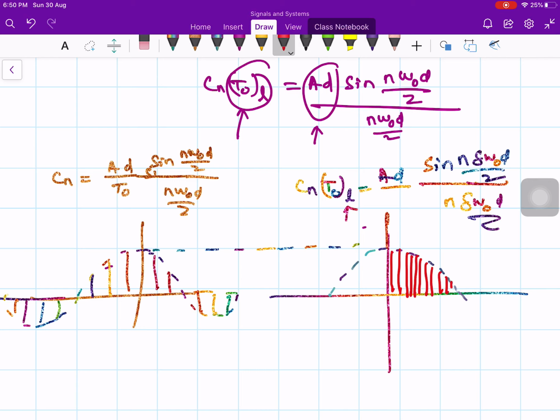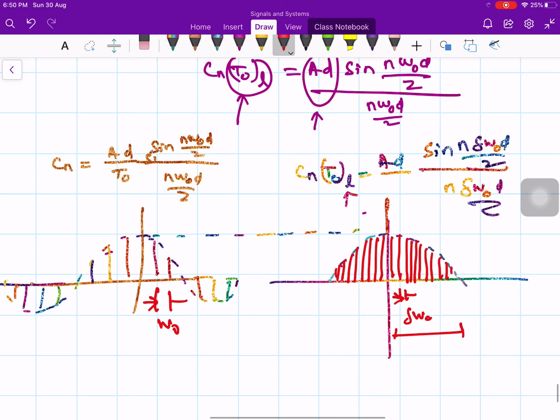because the distance between the two frequency components is not omega naught, it is delta omega naught. Here these two distance is omega naught, and here these two distance is delta omega naught. Therefore in this interval it is packed with many more line spectrum. So the lines will become closer and closer when you allow t naught to go to infinity. That's what we mean by. But the amplitude remains constant, AD, here also AD and here also AD. We are not disturbing. So the spacing between two particular lines becomes delta omega naught here.